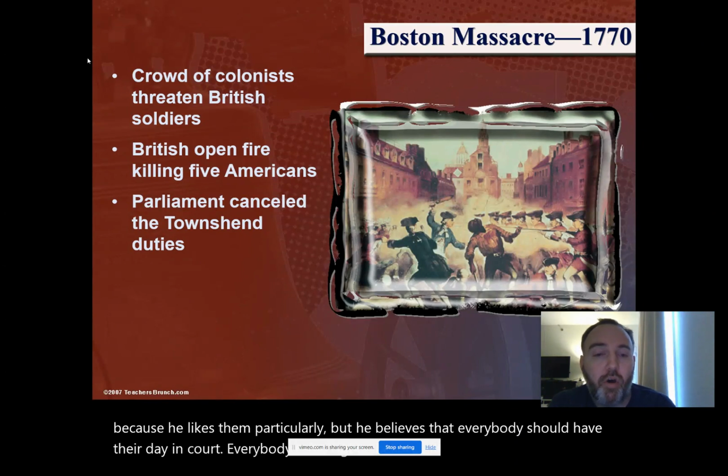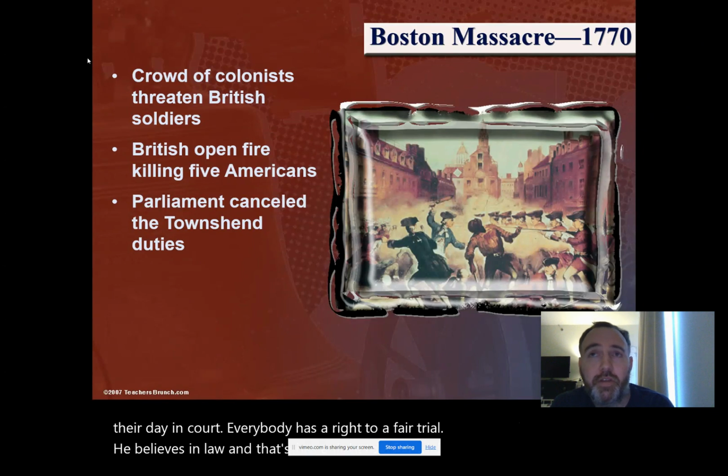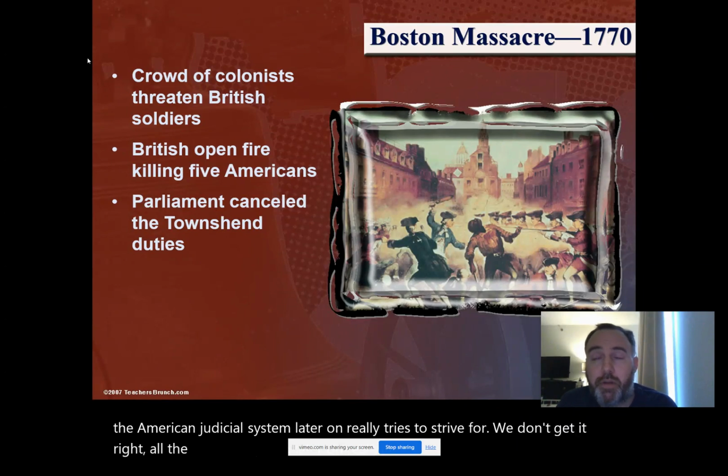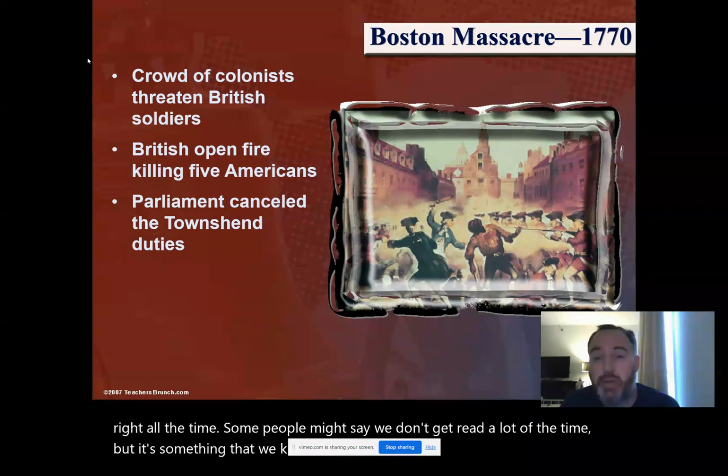He believes in law, and that's really important because I think it's something that the American judicial system later on really tries to strive for. We don't get it right all the time. Some people might say we don't get it right a lot of the time, but it's something that we kind of make a foundational principle of.